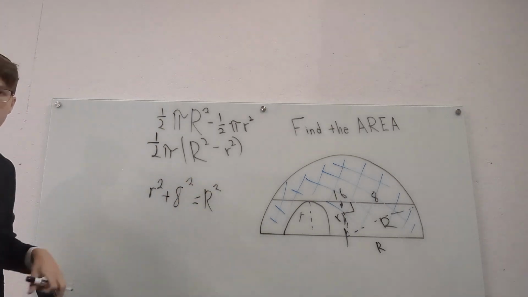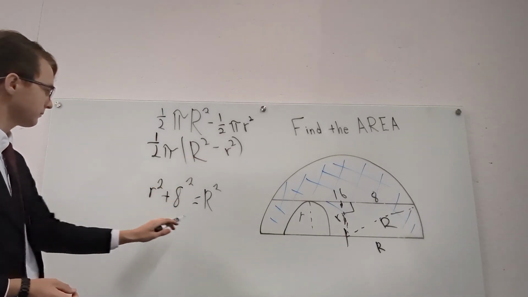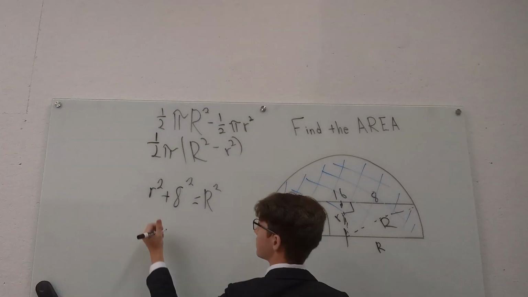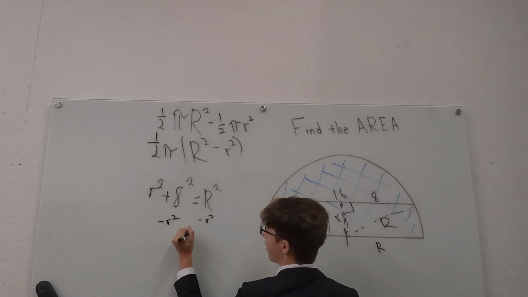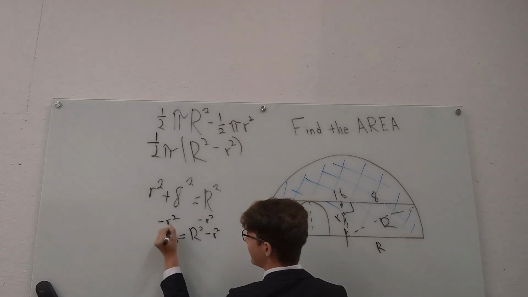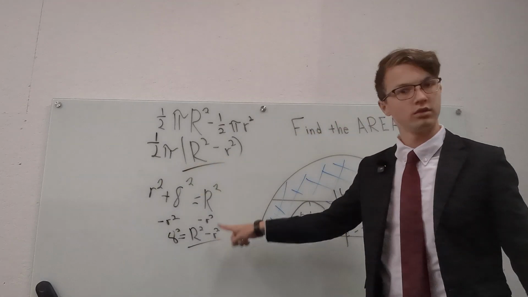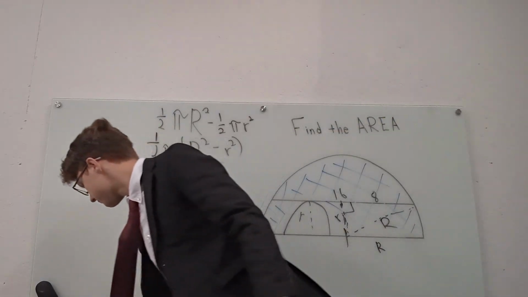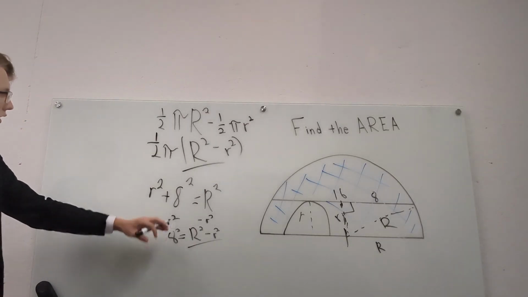Okay, that's pretty good. Now, we're looking for that, which is pretty similar. So let's subtract little r squared on both sides, and we get big R squared minus little r squared is equal to 8 squared. And let's look at that. Same thing. So we want to apply 8 squared into there.